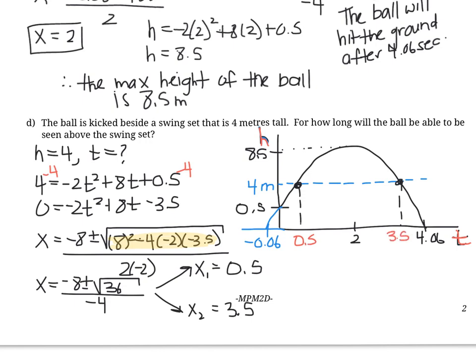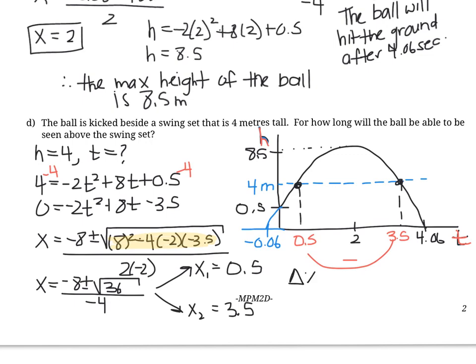So the question is, how long will the ball be able to be seen above this swing set? So the ball's exactly at 4 meters at 0.5 seconds. And then it goes below 4 meters at 3.5 seconds. So for how long is this? Well, if it starts at 0.5, ends at 3.5, what do we got to do with these two? We just have to subtract them to figure out how long that is. How many seconds is it between 0.5 and 3.5? It's 3 seconds. So all we need to do is find the difference in x.